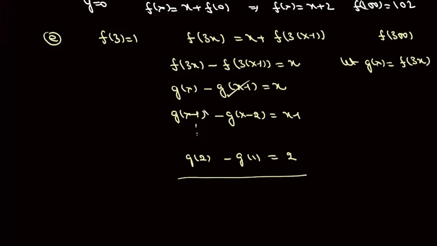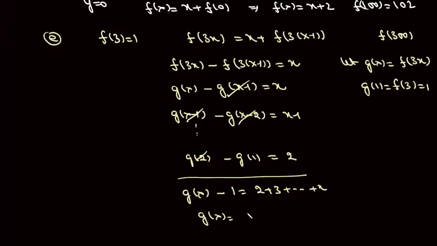Now, if we add them, all these terms will cancel. We'll get g(x) - g(1), and g(1) is f(3), and f(3) is 1. And on the right side this is 2 plus 3 up to x. We'll take this one on the right hand side. We can write g(x) as 1 plus 2 up to x, which is the sum of the first x natural numbers, so it'll be x(x + 1)/2. And here we are doing all this analysis for x belonging to N because we need f(300), so x is taken as a positive integer.